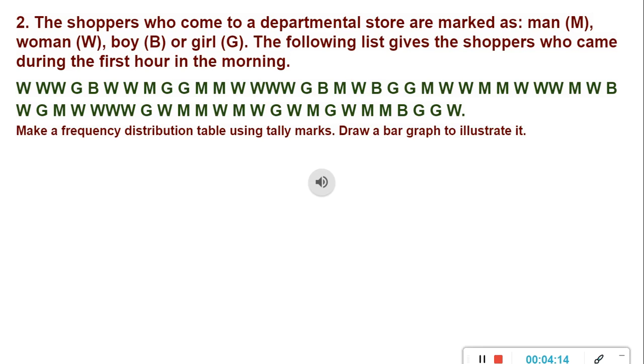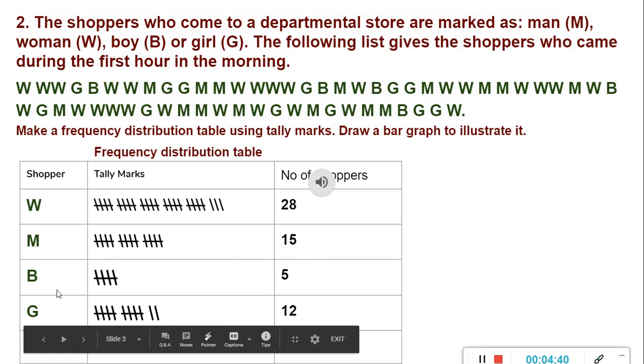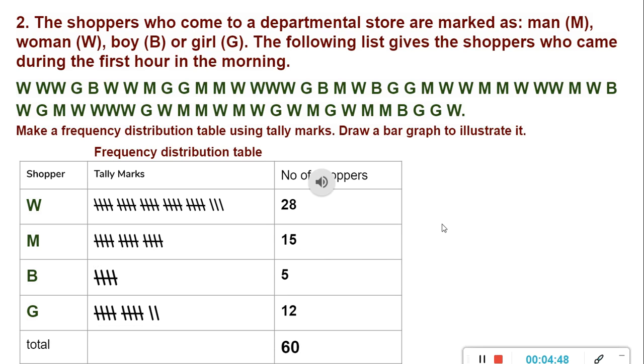Okay. So, first we can draw the frequency distribution table. So, for that first draw a table and make 3 columns. First column is shopper, second column is tally marks, and third one is number of shoppers. So, here first one is W, that is woman. Total it is 28 shoppers are there. Then second one is M, that is man. 15 shoppers are there. B, boys, 5 are there. Girls, G, 12 are there. So, total it is 60. Okay. So, draw like this.